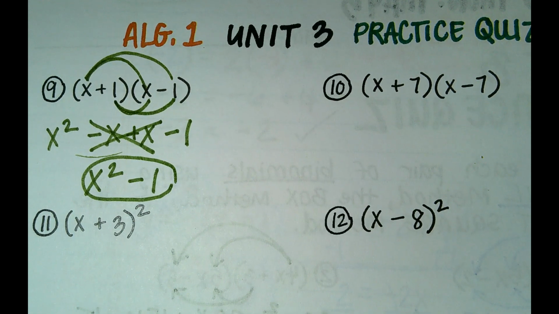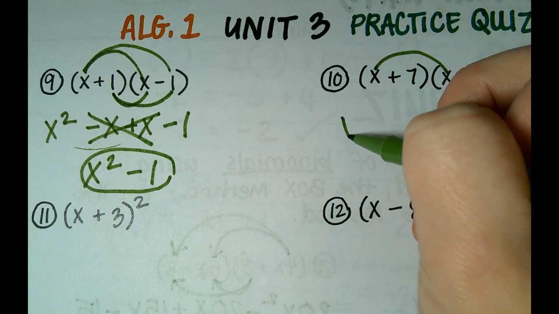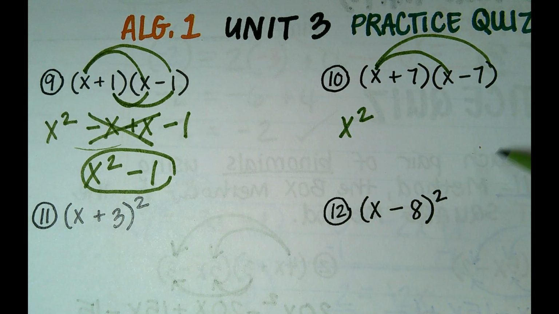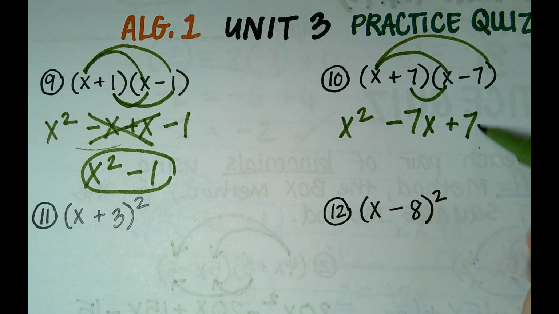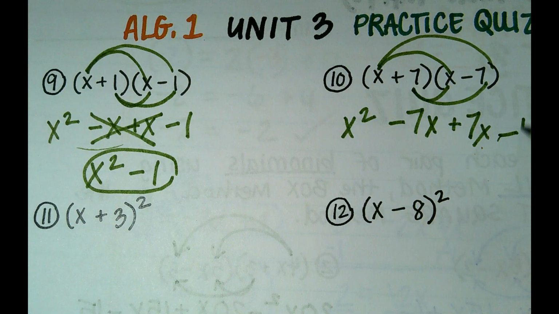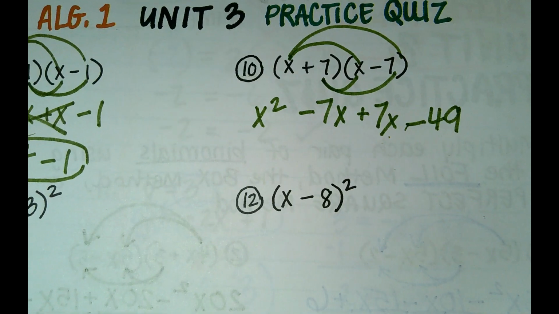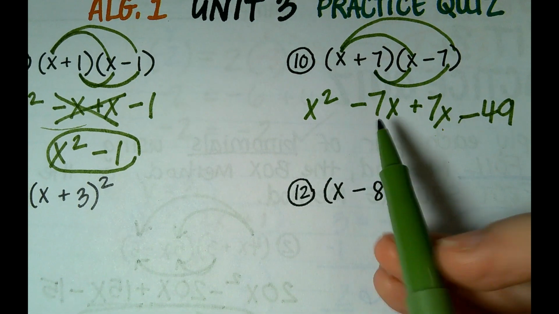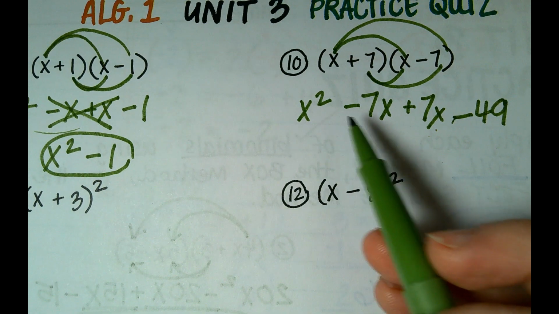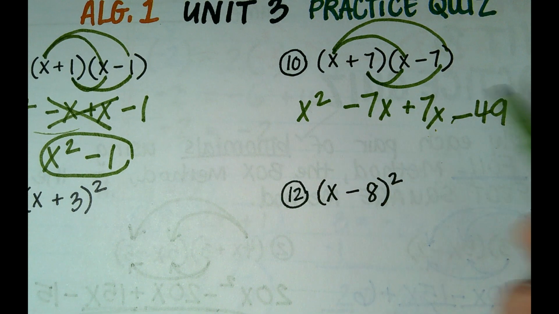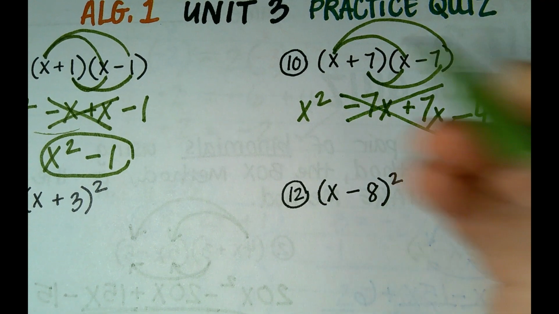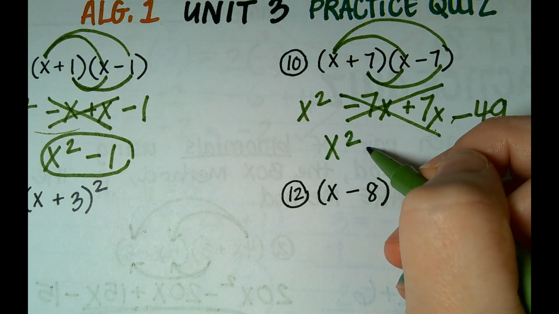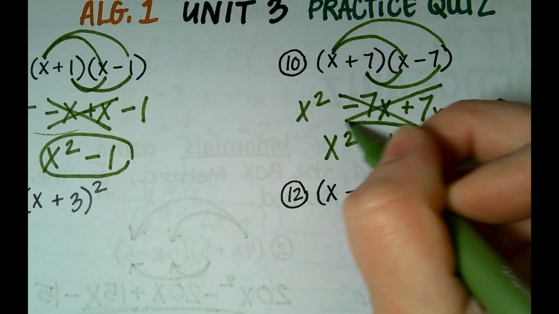Okay. Number 10 is going to be very similar. Yep, we've got x and x give us x squared, minus 7x plus 7x, minus 49. Your middle terms cancel. Yes. Perfect. Minus 7x plus 7x. Same terms, different signs. They cancel. So we have x squared minus 49. That's our answer.